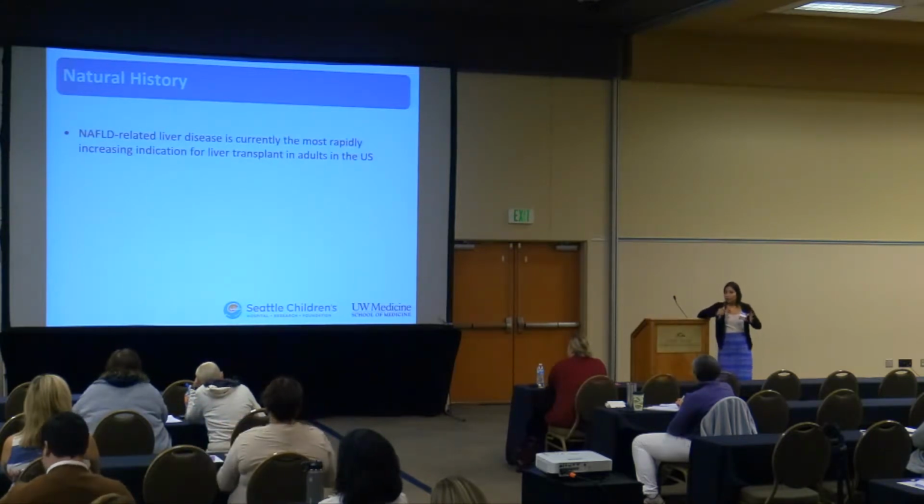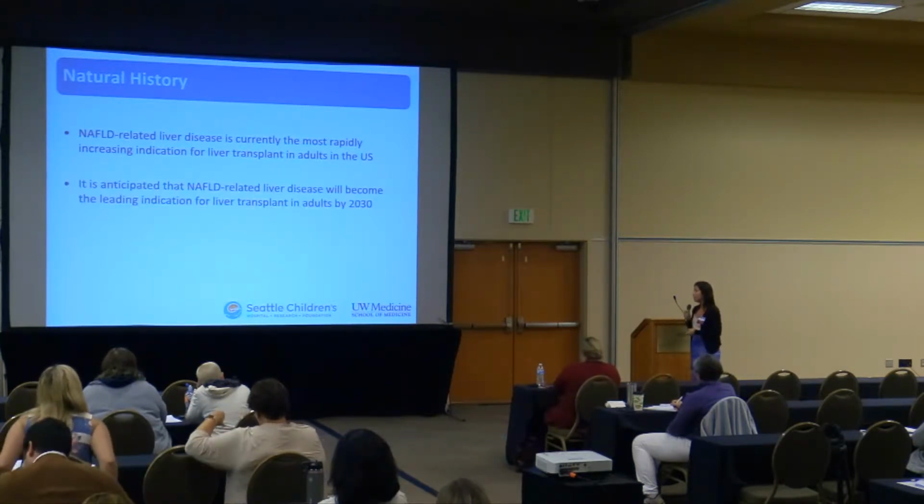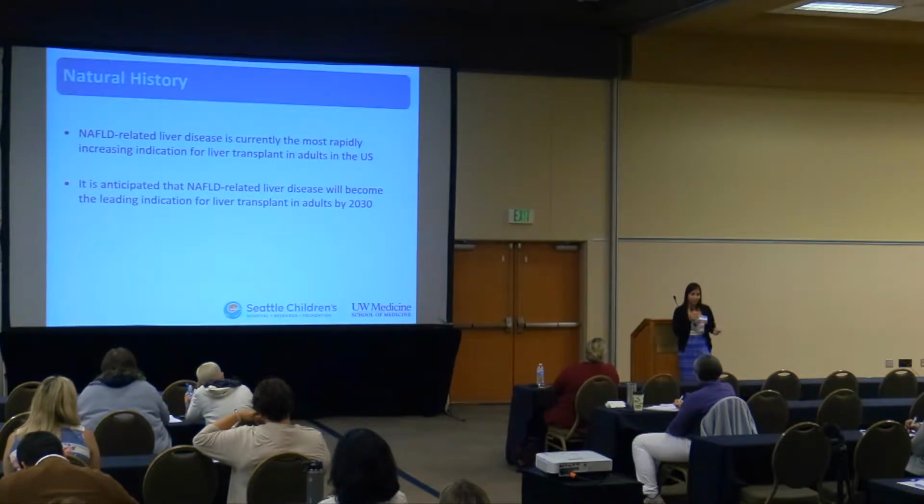When these kids turn 18, they're going to keep progressing in their disease. And actually, fatty liver is going to become, some people say by 2020, others by 2030, the most common cause for needing a liver transplant if you're an adult. That doesn't mean that you're going to get transplanted. It just means that it's going to become the most common cause.